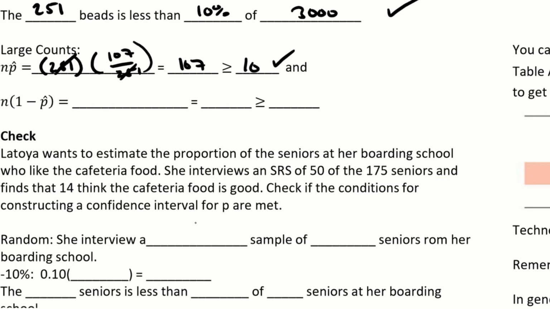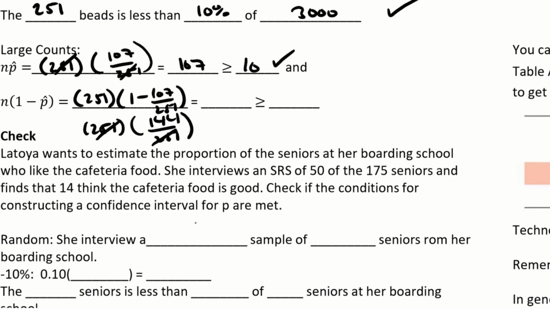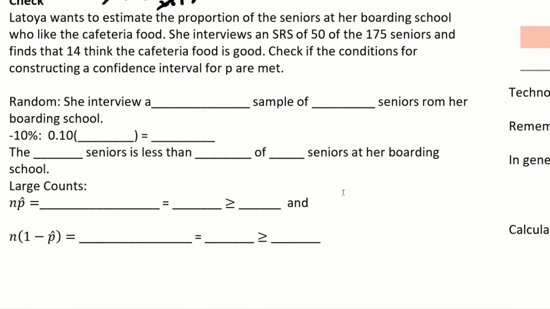Now the next one is 251 times 1 minus 107 out of 251. But we know that there were 144 failures, right? So this becomes that. So cancel those out, we get 144, which is greater than 10. You could go right away and say that 107 successes is greater than 10, 144 failures greater than 10, and done. You don't have to do this n times p hat for this problem. Okay? But I did want to show you just in case. All right, go ahead and pause the video and see if you can try Latoya's example.